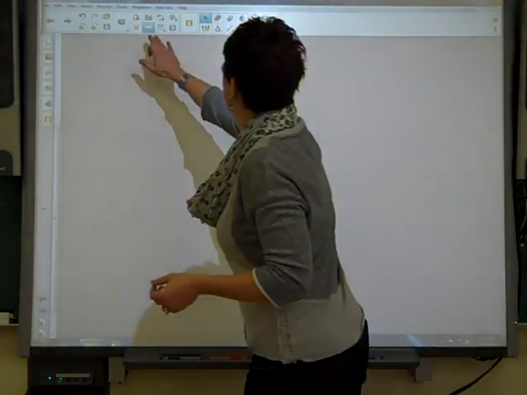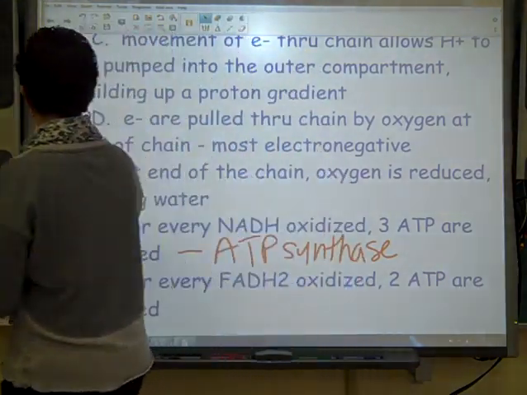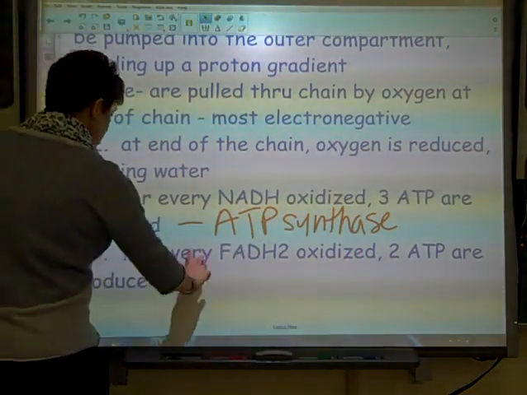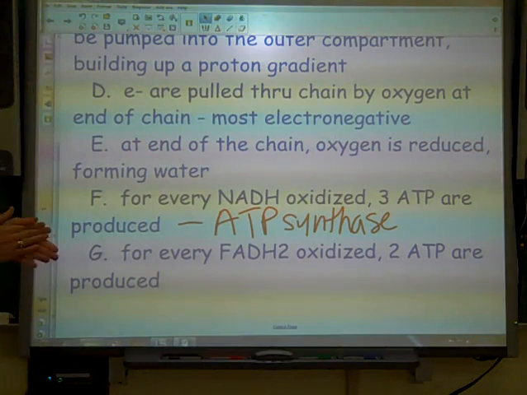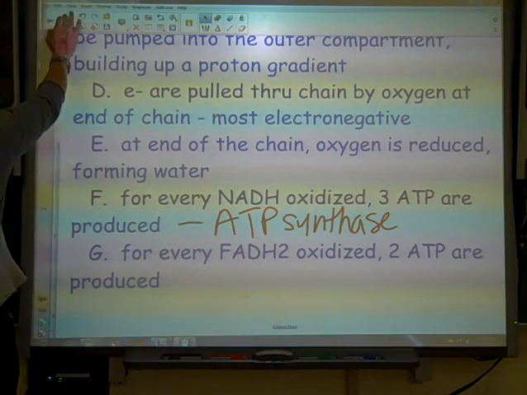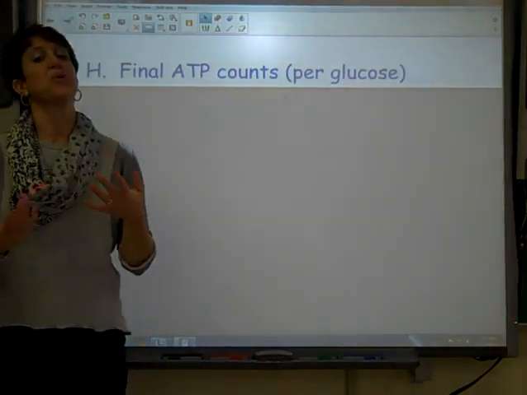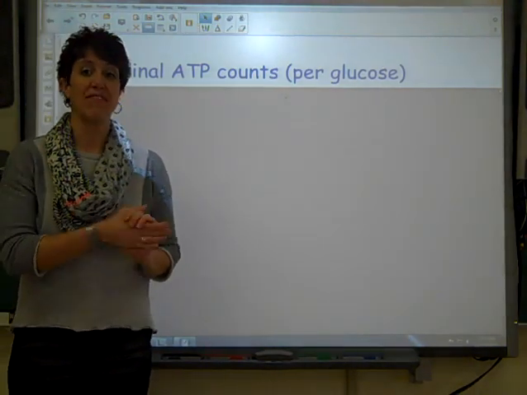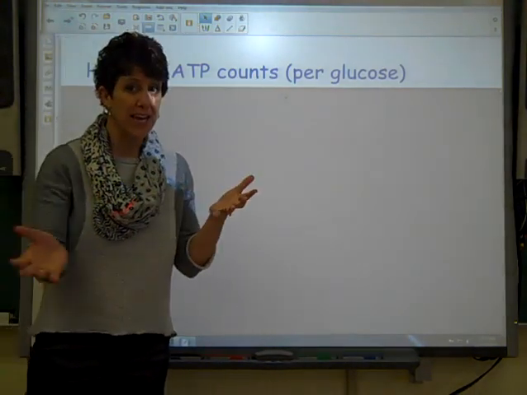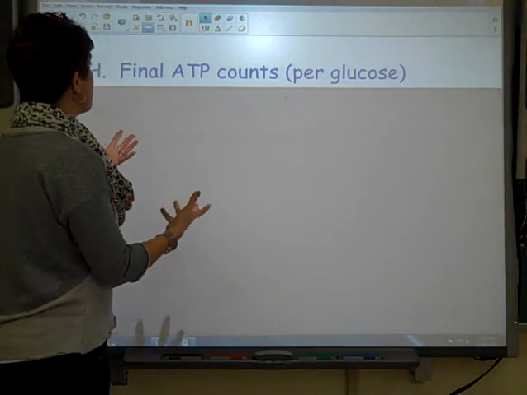Alright, so let me go down to here. So, for every FADH2 oxidized, 2 ATP are produced. Alright, I wanted to do a little bit of math at the end so you have it in your notes. Again, I'm going to do it on our big concept maps, but just to hopefully help it make sense.